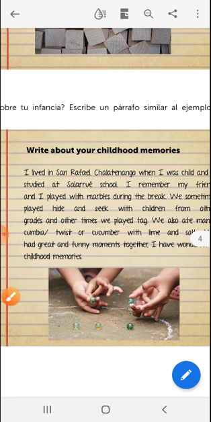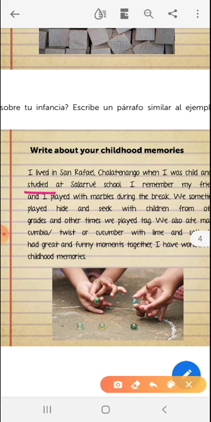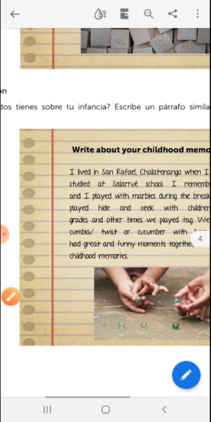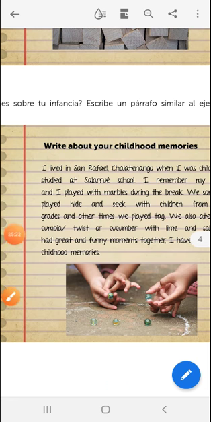For example, I lived in Cara Sucia when I was a child. I studied at, recuerda eso, lo vimos en unidad 1. I studied at José Antonio Salaverría School. I remember my friends and I played with marbles, played with dolls, played with trompo. Yes, you change the information, okay? Change the information so that it is your information, okay?